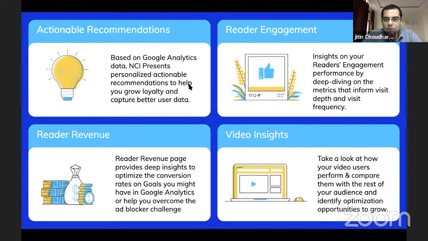Now there are four sections to news consumer insights. The first one is the section called actionable recommendations. As the word says, it's actionable recommendations. These recommendations are given to you by a tool created by Google called the decision making engine, which basically understands your data on parameters like reader engagement, reader revenue, and video insights, and provides you recommendations to improve all these three areas. So that's one segment of the NCI, which is actionable recommendation.